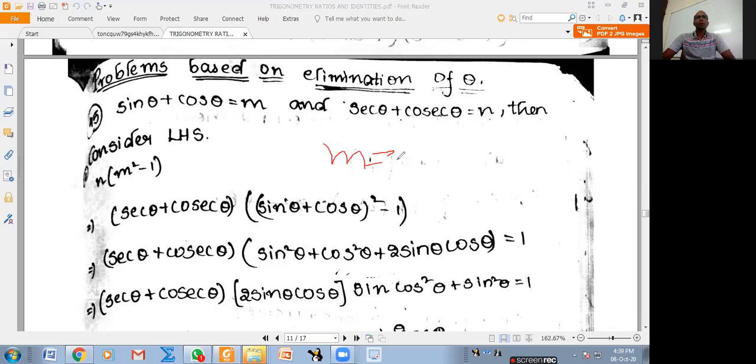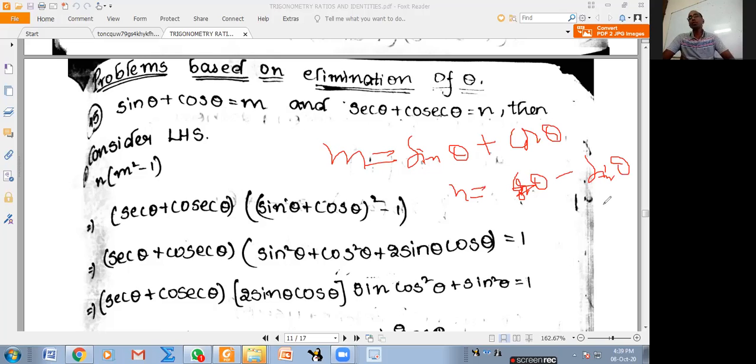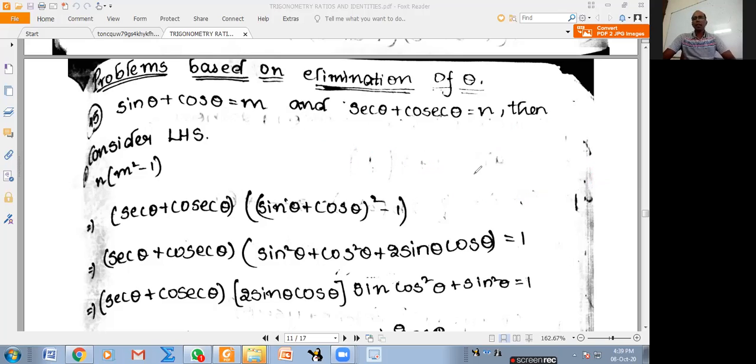For example, m is equal to sin theta and n equal to cos theta. If somebody asks, you can tell directly m square plus n square is 1, theta is eliminated. If m is sin theta plus cos theta and n is cos theta minus sin theta, then square and add again, m square plus n square is going to come 2, not 1. Like that, sometimes squaring and adding is better, sometimes multiplying is better. So there are different ways, but we have to eliminate theta somehow.